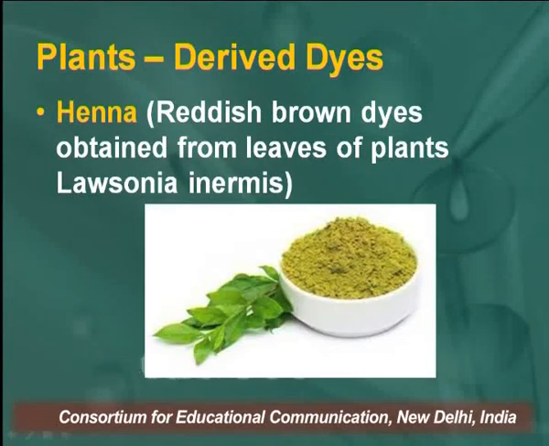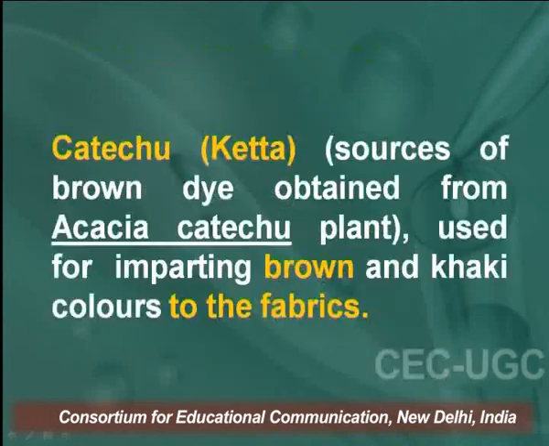Another type of dyes we can get are plant-derived dyes. One important one, which everybody knows, is henna. Locally we call it mehendi. Henna is a reddish brown dye obtained from the leaves of the plant Lawsonia inermis. And learners, the organic compound present in henna is hydroxynaphthoquinone. That is the organic compound responsible for the reddish brown color of henna.